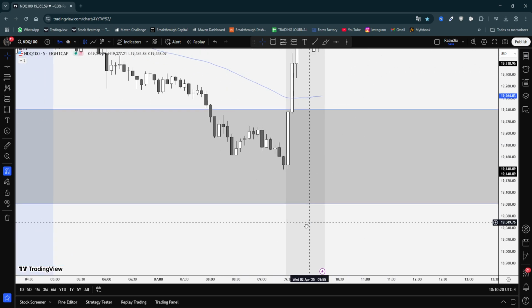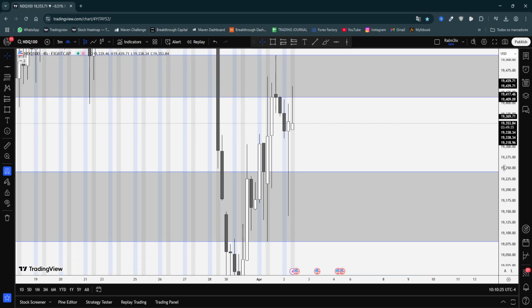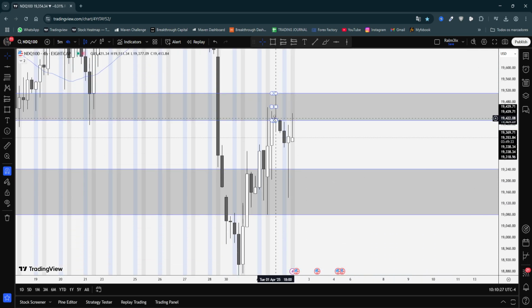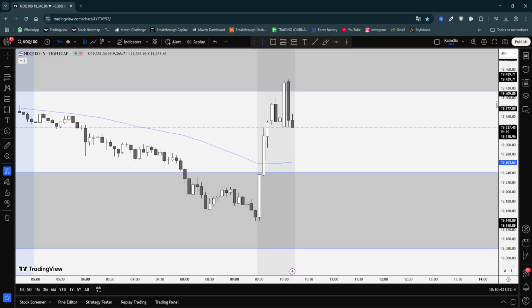So for sells, because price came, let's go to the 4-hour. You can see price came from the high down to the downside. So what this means is buys inside the zone are valid, but sells are not, okay? Because this is a rejection zone, so we don't sell inside this zone.